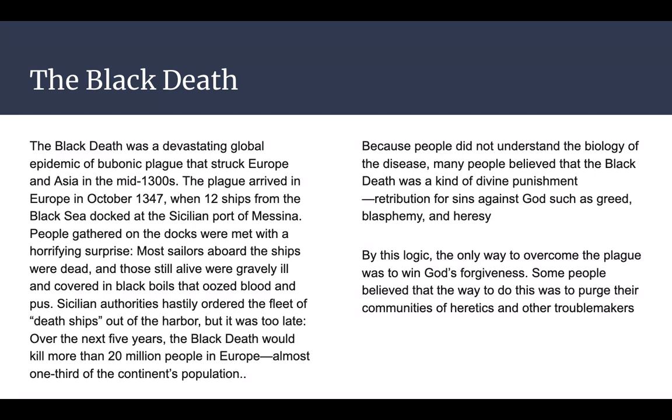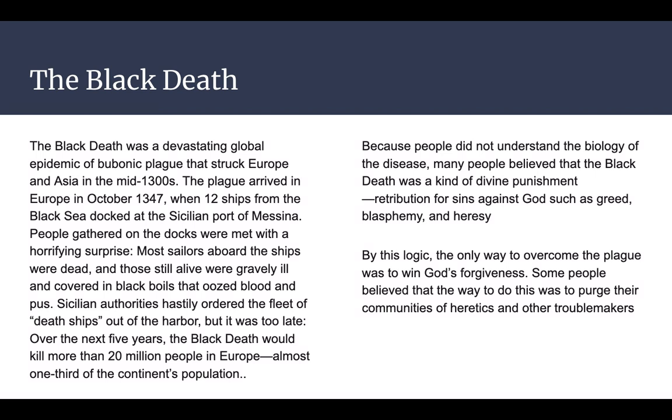The plague arrived in Europe in October of 1347 when 12 ships from the Black Sea docked at the Sicilian port of Messina. People gathered on the docks were met with a horrifying surprise. Most sailors aboard the ships were dead, and those still alive were gravely ill and covered in black boils that oozed blood and pus. Sicilian authorities hastily ordered the fleet of death ships out of the harbor, but it was too late. Over the next 5 years, the Black Death would kill more than 20 million people in Europe, almost 1/3 of the continent's population.